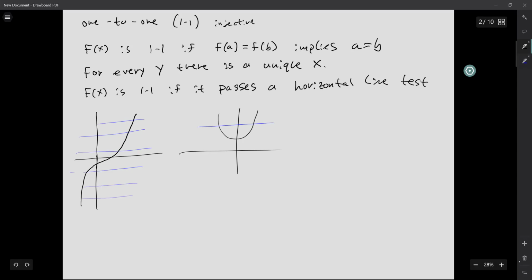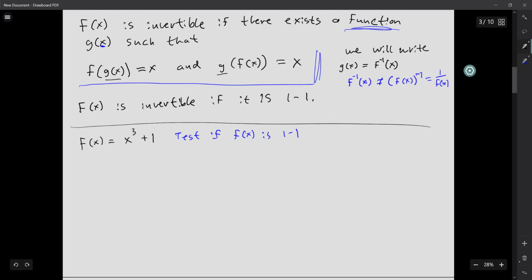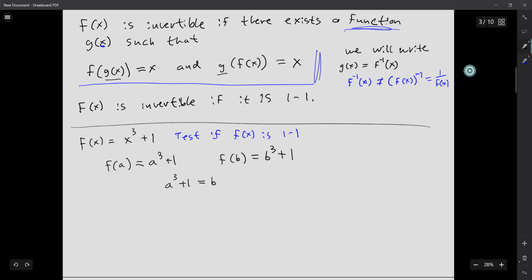So what I'm doing is I'm taking my function and I'm going to plug in a and b. So I'm going to say f of a equals a cubed plus 1, and f of b is equal to b cubed plus 1, and I want to set them equal to each other. What this is saying is if I plug in two different numbers, if it's one-to-one, I should get two different answers. So if I plug in two different numbers and I get the same answer, that would force my two different numbers to actually have originally been the same.